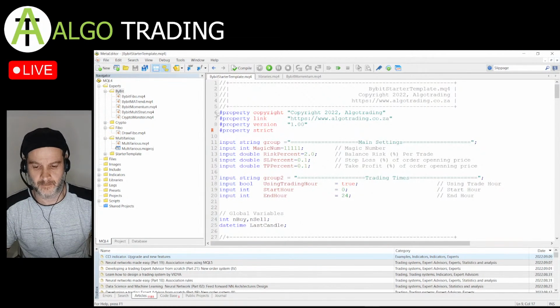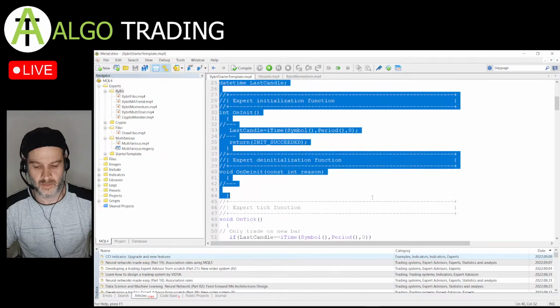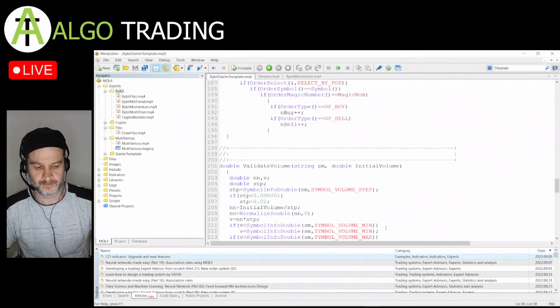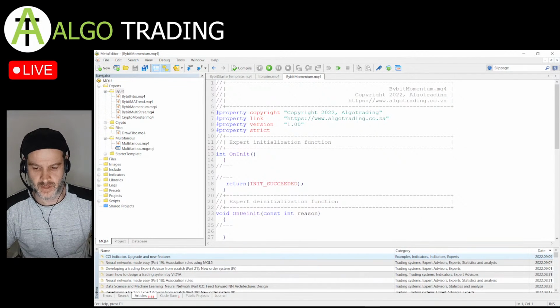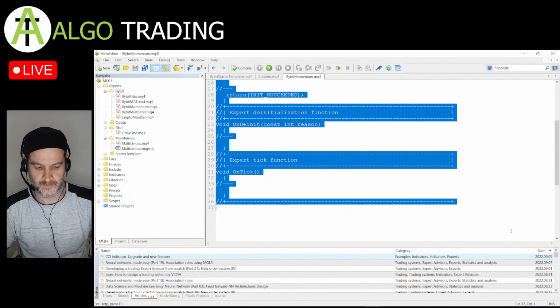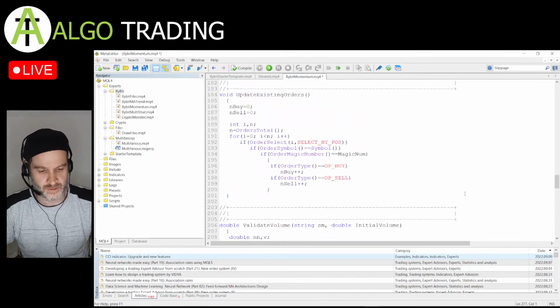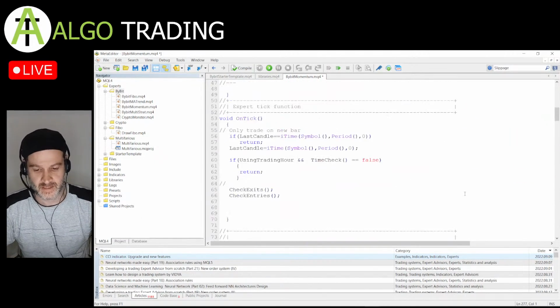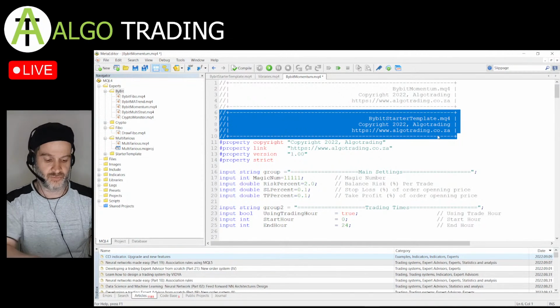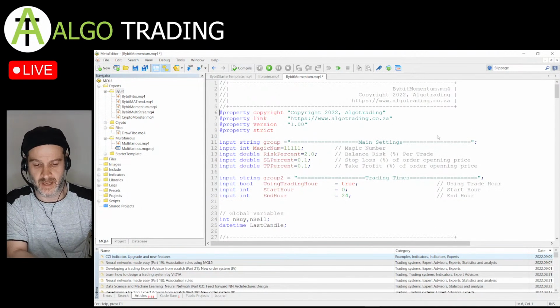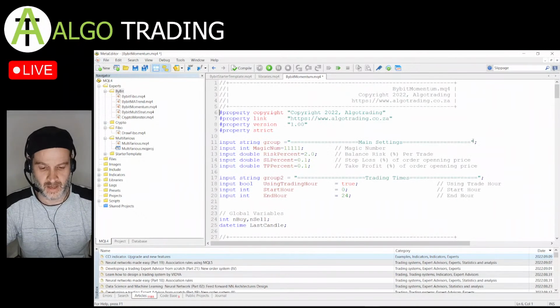Then as usual, we're going to go to the starter template, copy the whole starter template, go to our BYBIT momentum strategy, and paste it in. Always start off using the starter template. It just takes care of all your regular trading functions and everything else you need, so all we have to worry about really is the trading strategy. This makes life a lot easier, and it takes a lot less time.